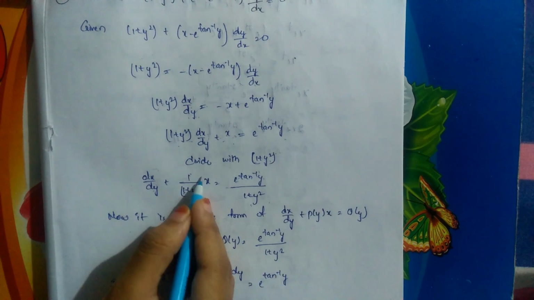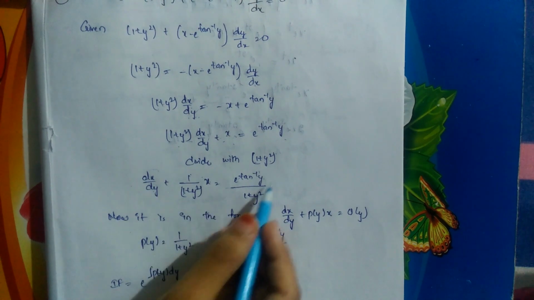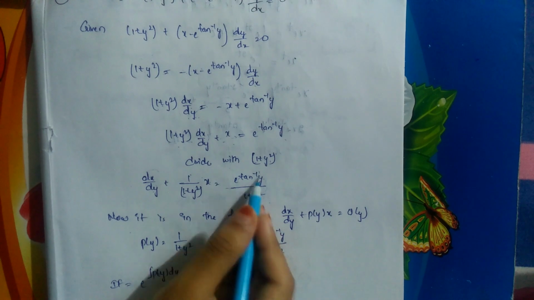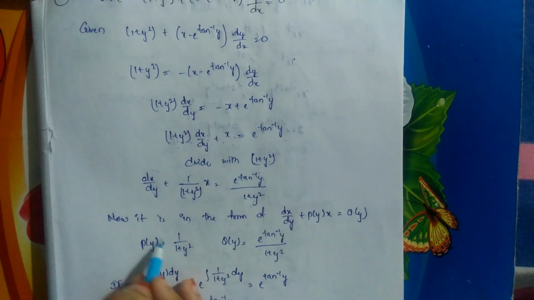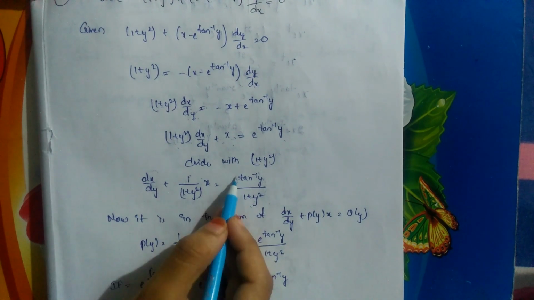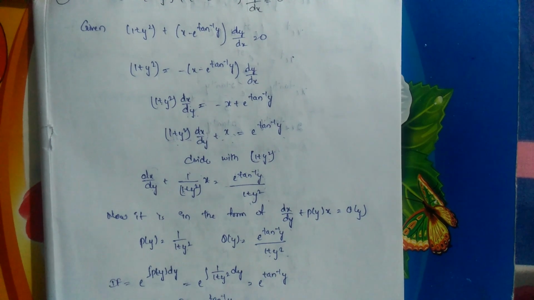So now it is in the form dx/dy + P(y)·x = Q(y). P(y) is a function in terms of the y variable, multiplied by the x variable, that equals Q(y), also a function in terms of y. From this, P(y) is 1/(1 + y²) and Q(y) is e^(tan⁻¹y)/(1 + y²). Now we have to find the integrating factor.